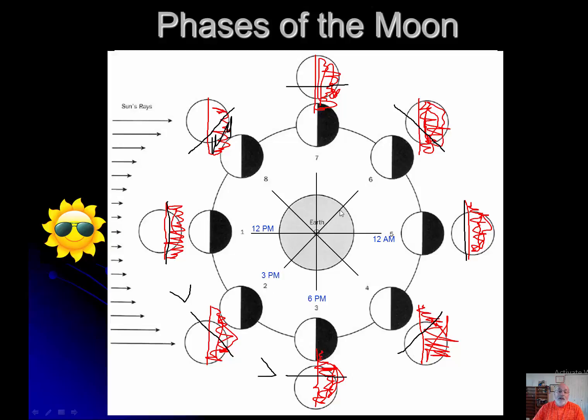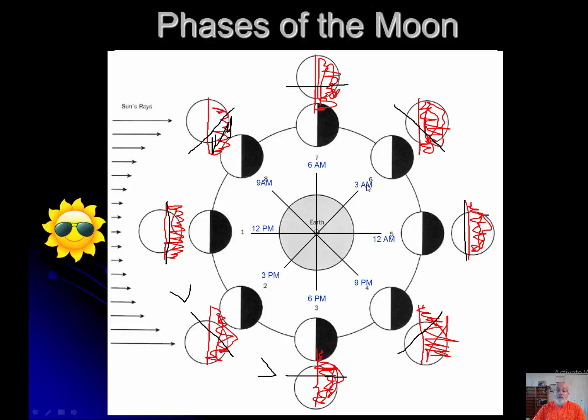3 p.m. to 3 a.m. as we go around, the first moon we would see is this one, and then it would set at 3 a.m. At 6 p.m. the first moon we would see is the full moon, and it would set at 6 a.m. And at 9 p.m. the first moon we would see would be this gibbous, and it would set.